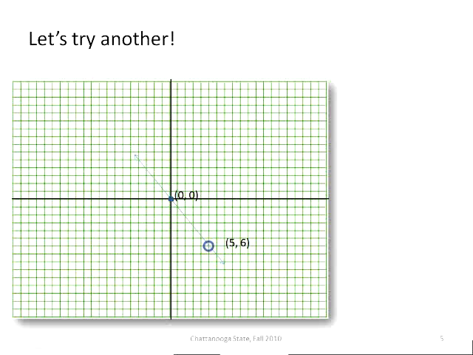So to get from 0, 0 to the point 5, 6, we have to go down 6 units and over 1, 2, 3, 4, 5 units. So the rise over the run of this line would be negative 6/5.